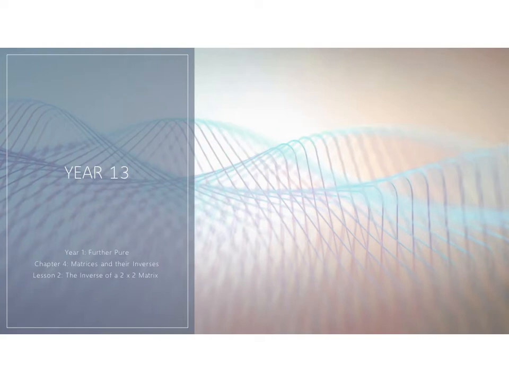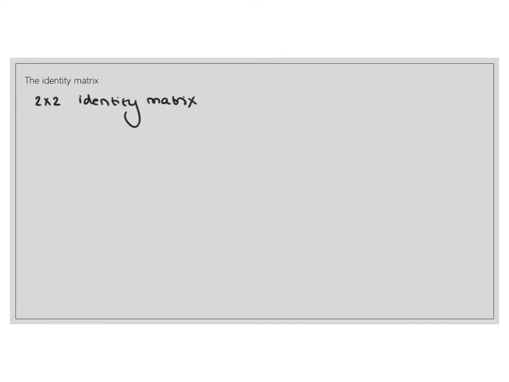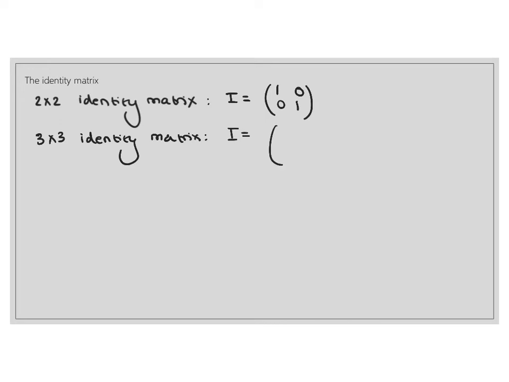Year 13, Year 1, Further Pure, Chapter 4, Matrices and their inverses, Lesson 2, the inverse of a 2 by 2 matrix. So we're going to start by introducing the 2 by 2 identity matrix, which we call I. Sometimes people call it I2 as well, with a subscript 2, and it's 1, 0, 0, 1. Now I can also identify the 3 by 3 identity matrix, which is also called I, or sometimes I3, and it's 1, 0, 0, 0, 1, 0, 0, 0, 1.